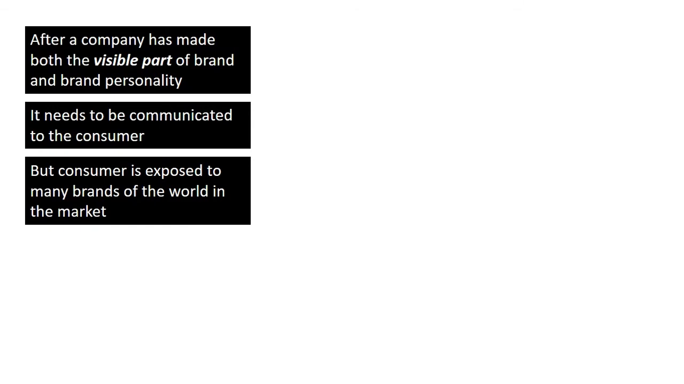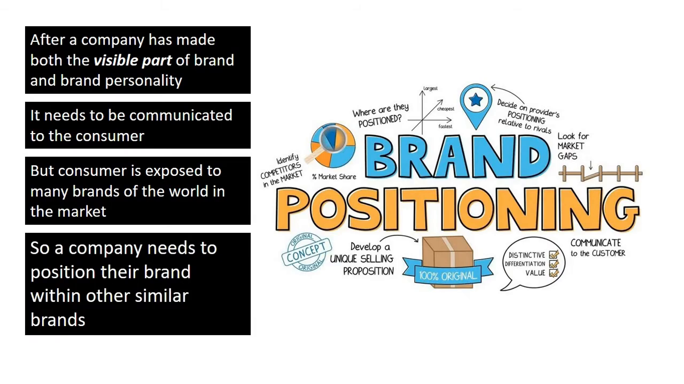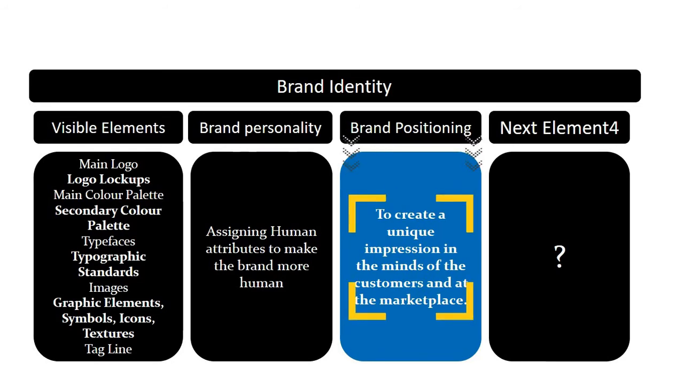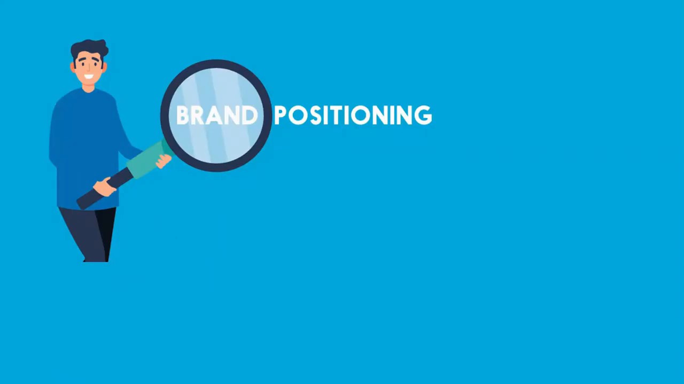Now, after a company has made both the visible part of the brand and brand personality, what does the company need to do? It needs to communicate that brand personality to the consumer. But the consumer is exposed to many brands of the world in the market. So a company needs to position their brand within other similar brands in the market, and that is called brand positioning. The third element of brand identity is brand positioning, where you have to create a unique impression in the minds of the customer at the marketplace.